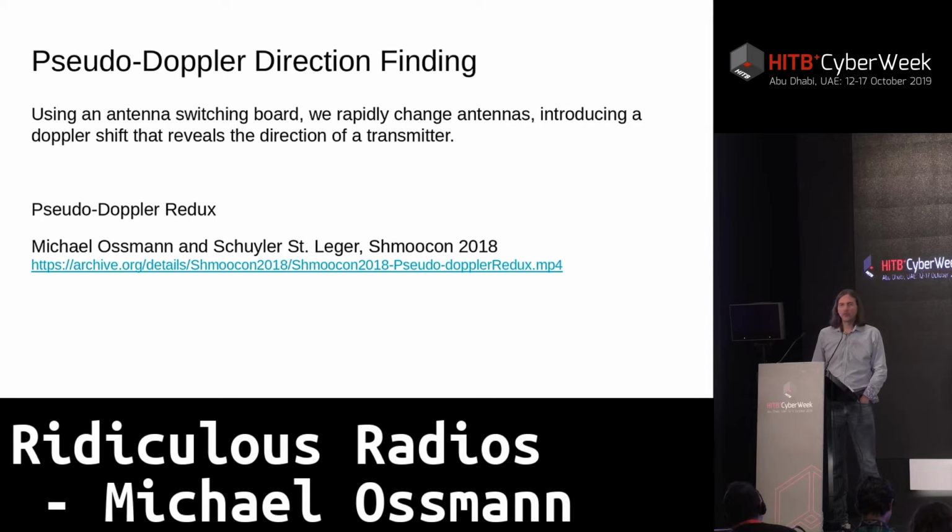pseudo-Doppler direction finding is a technique where you have multiple antennas. Most commonly, you'll have 4 antennas in a square configuration. Then you simply have one radio receiver that rapidly switches from one antenna to the next in a cyclic pattern. It's simulating having a single antenna that's rotating very, very fast, but it's implemented by simply switching between multiple fixed antennas.